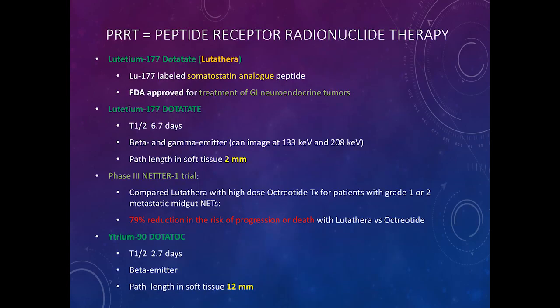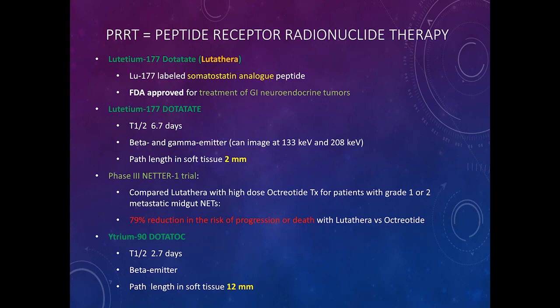And now let's look at the treatment option for tumors that express somatostatin receptor. Again, like with other coupled imaging and treatment modalities, here we have the same substance, DOTATATE, and we attach a beta emitter, lutetium-177. And we have Lutathera, which is FDA approved for treatment of somatostatin receptor expressing tumors.